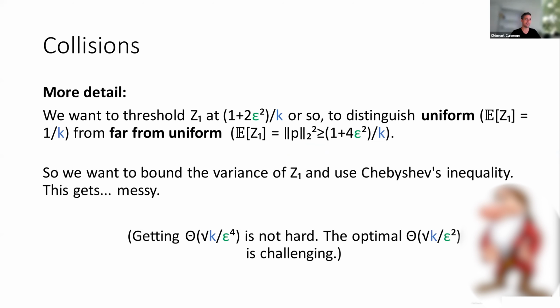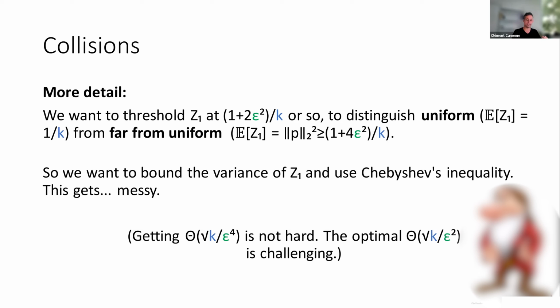The reason is, here's what we want to do. We compute this thing, and we threshold it at something around the gap between the uniform case and the far from uniform case, to distinguish between the two. One classical way to do that is that I know what the expectation should be. I've got a sum of things. I'm going to compute the variance and use Chebyshev's inequality, for example, to argue that things are close enough to their expectation with high probability that I can distinguish between the two cases.